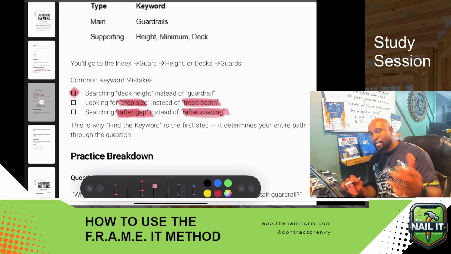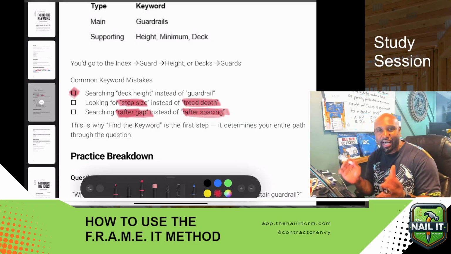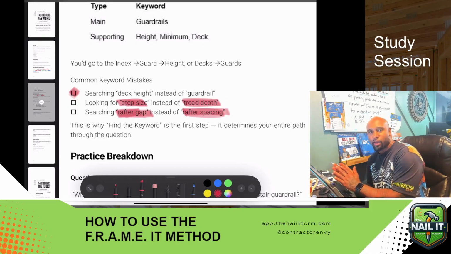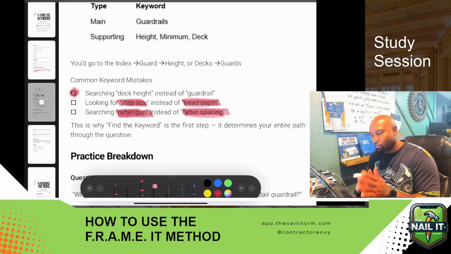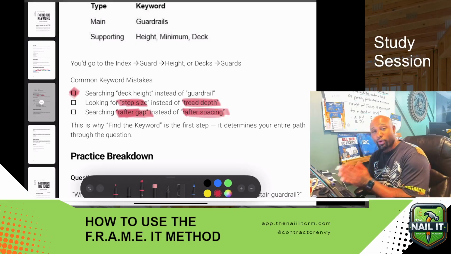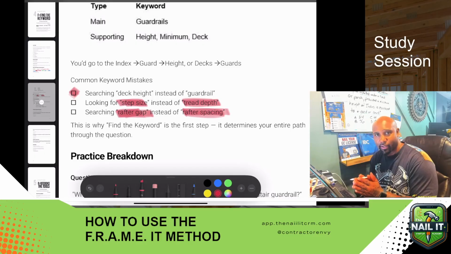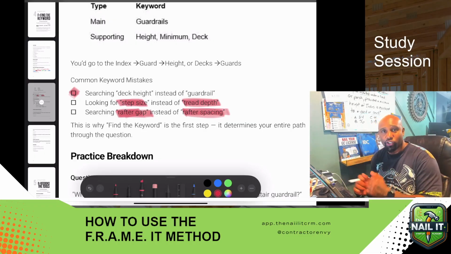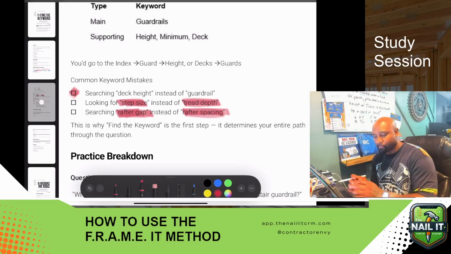A lot of people have been in the industry, they might do it every single day, and they might tell you, general contractor license is this and that, but they still don't know the book part. They can do it, and I ain't gonna say they can do it right. There's people that can't. But when it comes down to it, ultimately it's knowing the book so you can get to the part of running your business as a general contractor. That's the key. So this is why finding the keywords is the first step in all of your studying once you get into our course. It determines your entire path through the question.